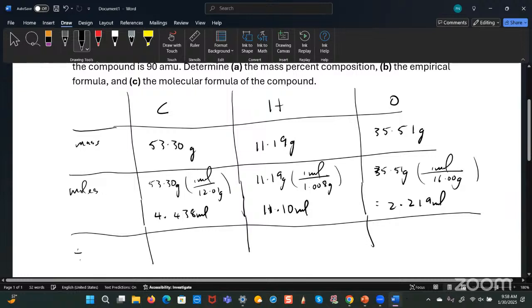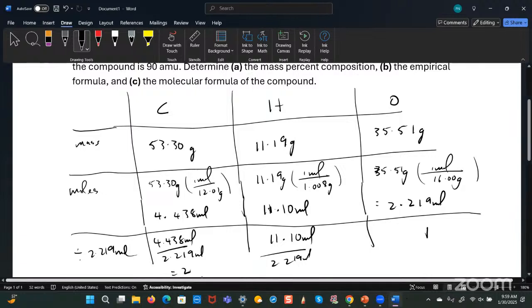Divide by the lowest number of moles, which would be the 2.219 moles. So this would automatically be 1. This would be 4.438 moles divided by 2.219 moles. And this would be 11.10 moles divided by 2.219 moles, right? So let's see what these give. 4.438 divided by 2.219. Okay, so this gives exactly 2, right?